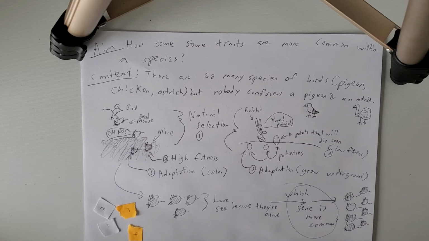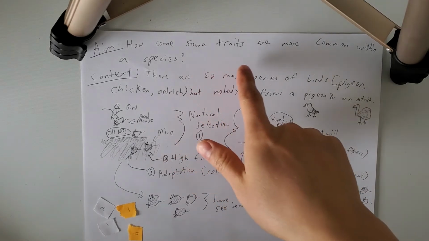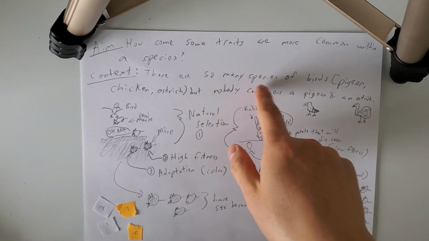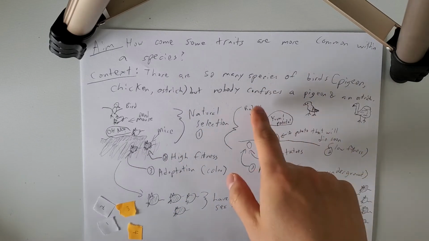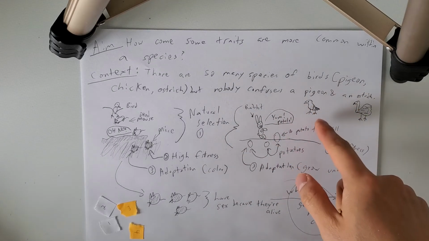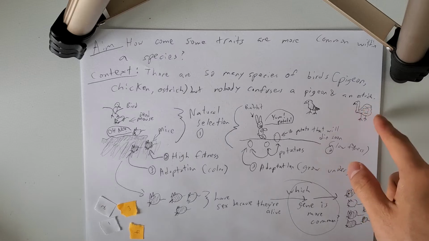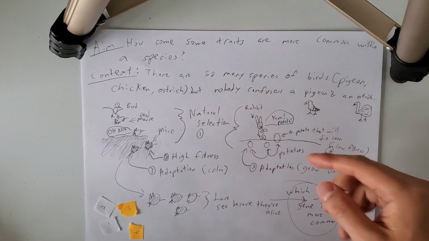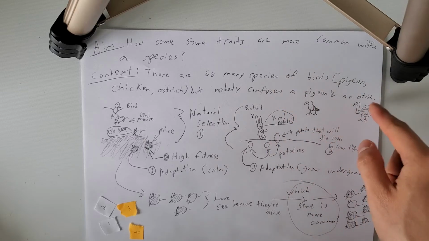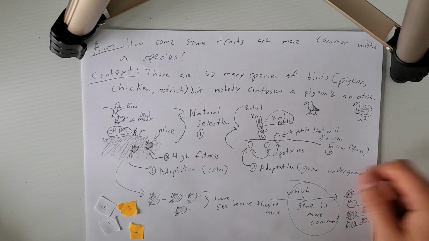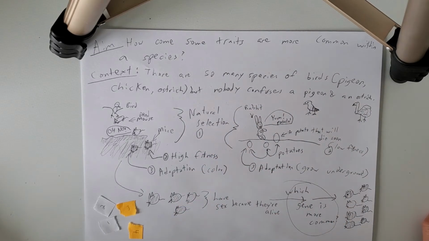Okay, so in this video, we're going to talk about how come some traits are more common in certain species. There are so many species of birds, but nobody's going to get confused with a pigeon and an ostrich, because pigeons have certain traits and ostriches have certain traits, right? So how come each species has certain traits that are special and more common to their own species? Well, what happens is natural selection happens.